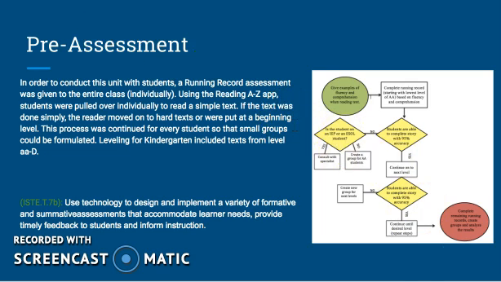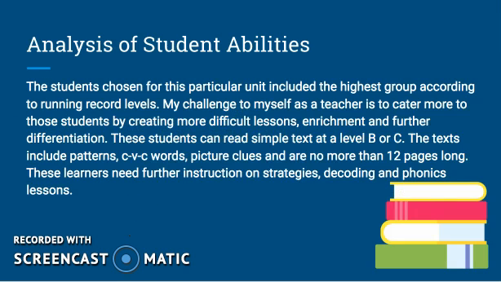Now, the whole pre-assessment of this assignment was the flowchart that we did in assignment 3. I completed running record assessments with my students individually. I used the Reading A to Z app, so I incorporated the ISTE standard within there, and I was able to place these students in a small group. I wanted to do this assignment with that smaller group instead of as whole class instruction.